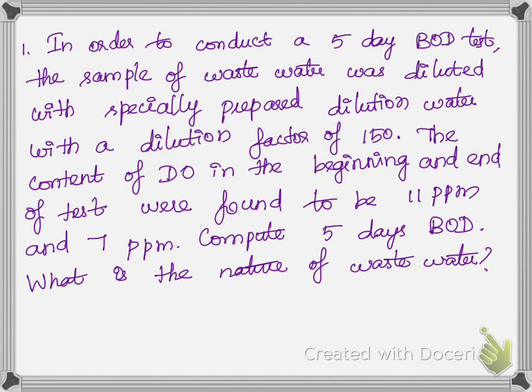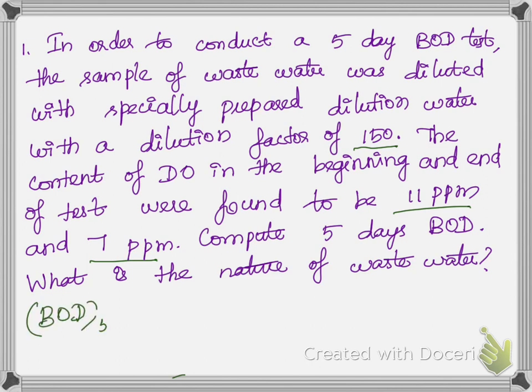In order to conduct a 5-day BOD test, a sample of wastewater was diluted with specially prepared dilution water, which consists of a dilution factor of 150. The content of DO at the beginning and end of the test were found to be 11 ppm and 7 ppm. Compute the 5-day BOD and the nature of the wastewater. So this is the question given to us. DO is dissolved oxygen, which in the beginning is 11 ppm, and after the end it was found to be 7 ppm, and we are asked to determine the 5-day BOD value.